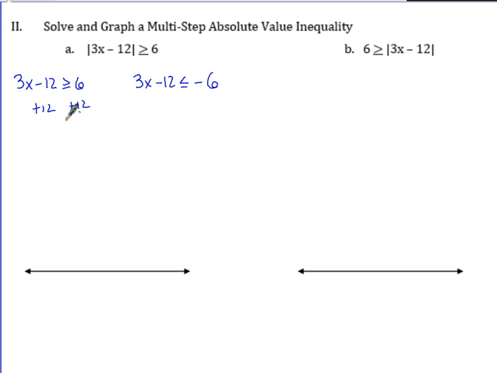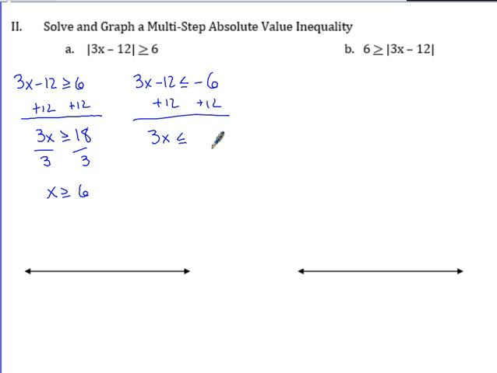So I'm going to add 12 to both sides to start. I have 3x is greater than or equal to 18. Divide by 3. x is greater than or equal to 6. I'm going to solve this one as well. Same steps. So now 3x is less than or equal to 6. Divide by 3. x is less than or equal to 2. This was a greater than inequality, so it should be an or.